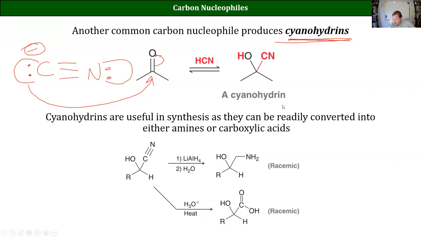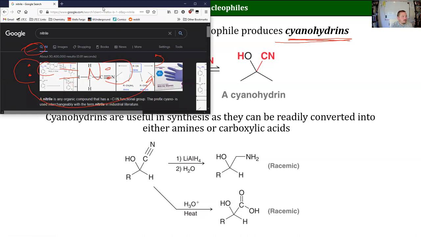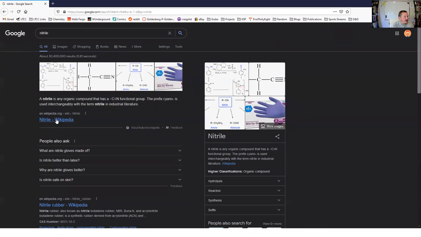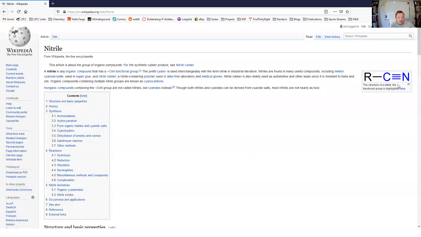And in the interest of giving you some context for the other place we see these, I want to say that if it's not a cyanohydrin, if you just have a cyanide group attached, it's a nitrile. You've likely seen that term, especially this past year, right? Nitrile gloves are really commonly used in hospitals and doctors' offices.